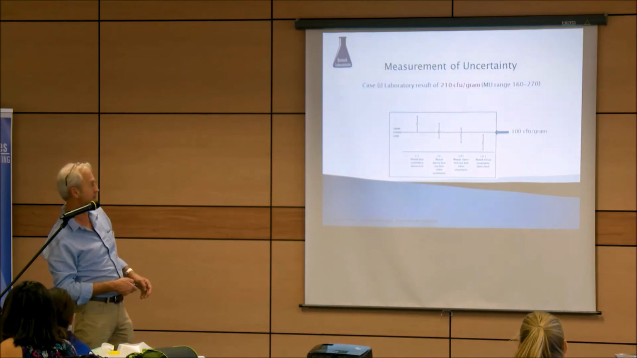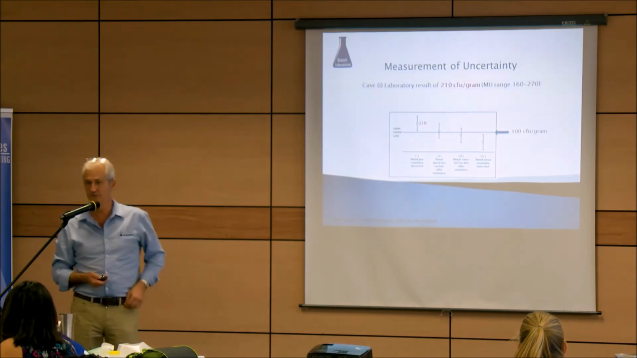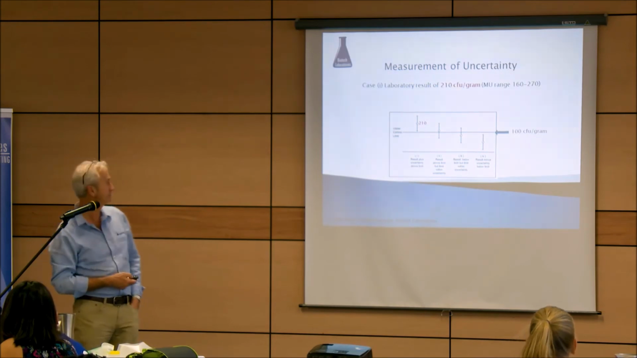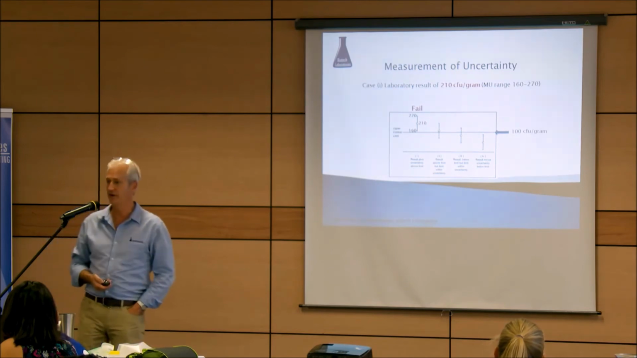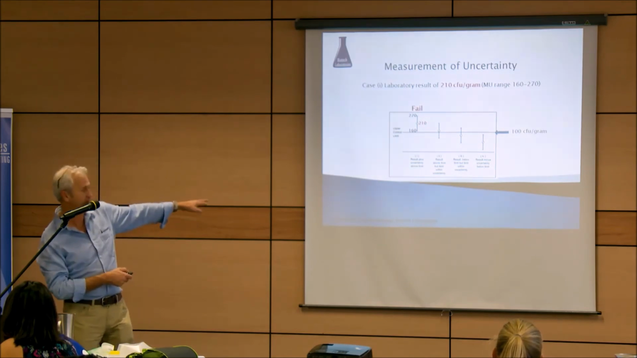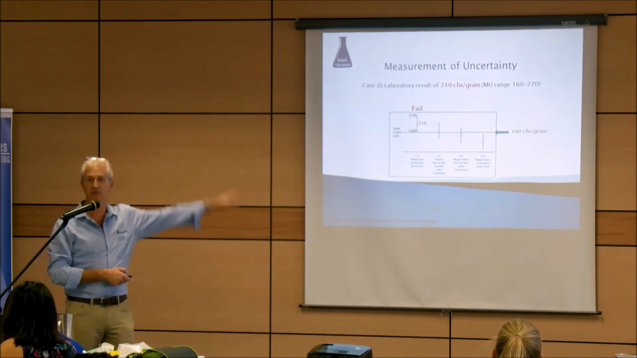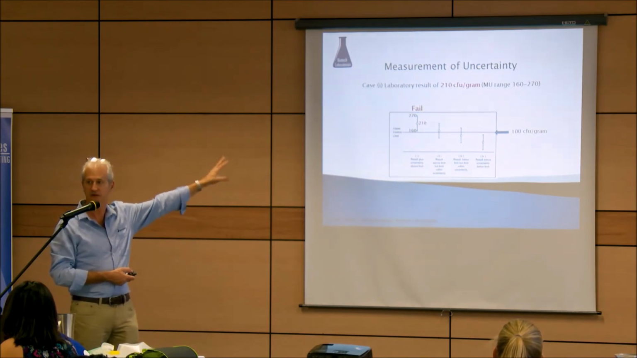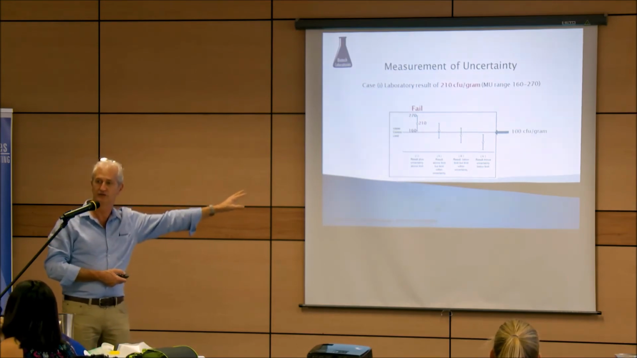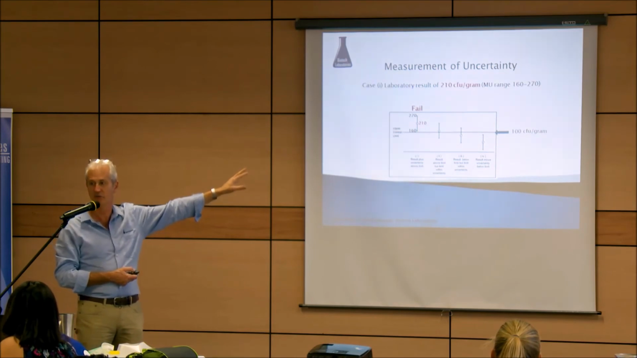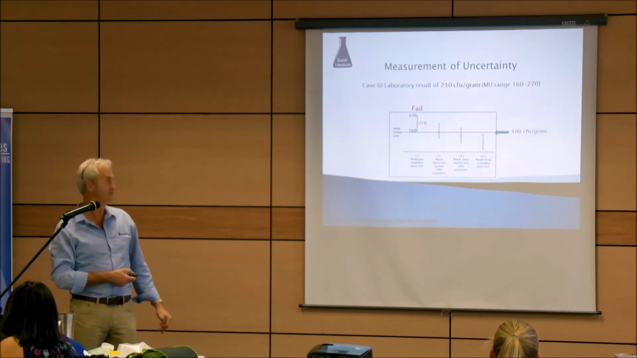Okay, let's look at the first case. I give you a result of 210. That's got an MU range of 160 to 270. That's easy, that's a no-brainer. Look at the bottom end of the MU, 160. That's still above 100. That's a blatant fail. No problem, easy to interpret. And now, all of a sudden, for a lot of you, you've just realised where the painful part of MU reporting is, haven't you?